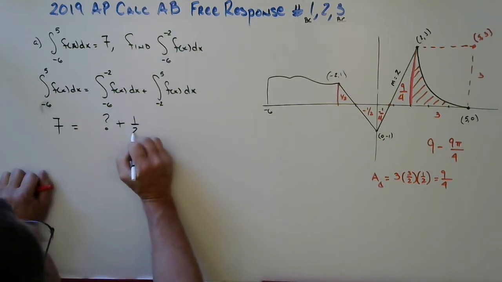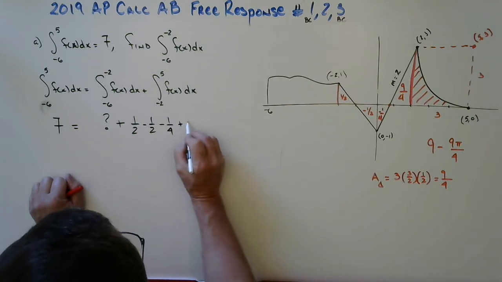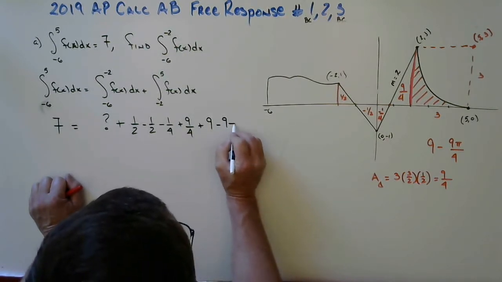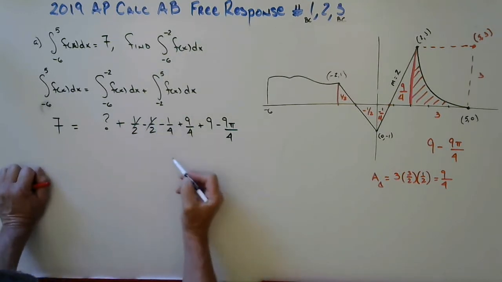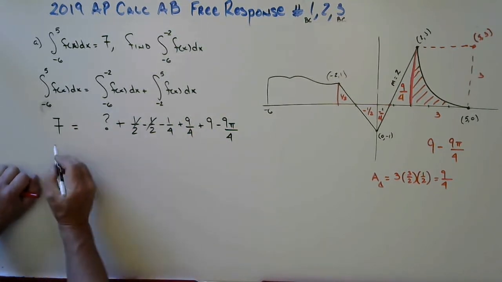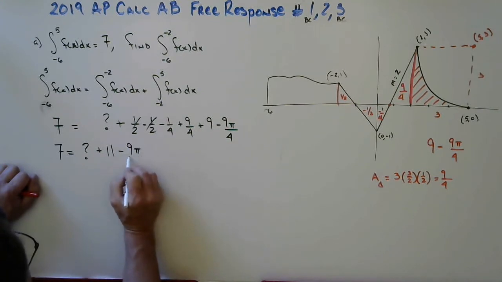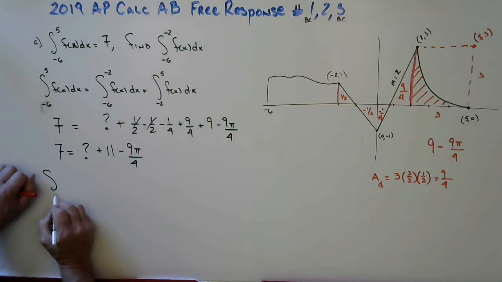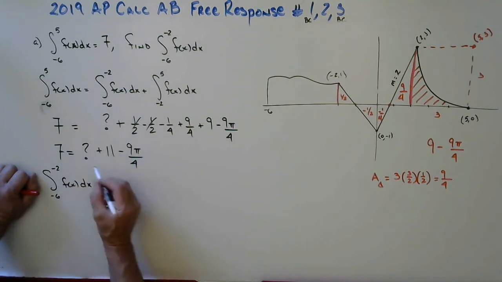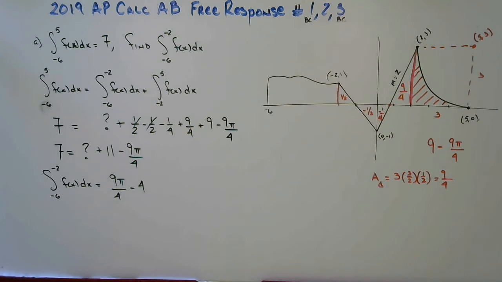It's a half minus a half, because that's below, minus a fourth, because that's below, plus 9/4, because that triangle's above, plus 9 minus 9 pi over 4. So what do we get? A half cancels a half. This into here makes 8/4, so that's 2. 2 plus 9 is 11, so we have 7 is equal to the part we want, plus 11 minus 9 pi over 4. So if we move these over here, we get that the integral from -6 to -2 of f of x dx equals, we bring that over, that's a -4, we bring that over, that's positive, so we'll write that first, 9 pi over 4 minus 4. Wow, what was that?